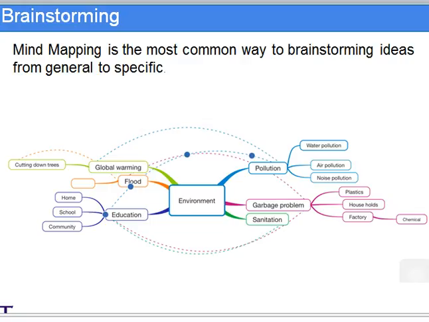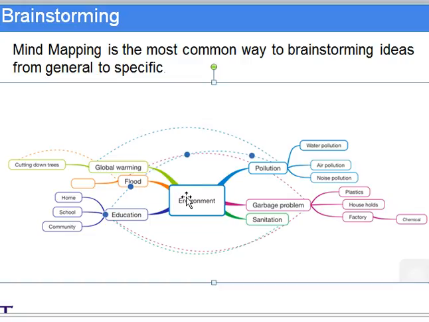One way to brainstorm ideas, I would suggest you use a mind map, because mind mapping is a common way to be used for brainstorming ideas from general to specific. At this point, I'm going to give you an example, start with environment. So the broad topic is environment. When I write environment in the middle, then I remember pollution. When I see the word pollution, I will remember, for example, water pollution, air pollution, and also maybe noise pollution. Related to environment, I'll remember garbage problem, sanitation, global warming, flood, education, how to educate people to be aware about the environment and so on.